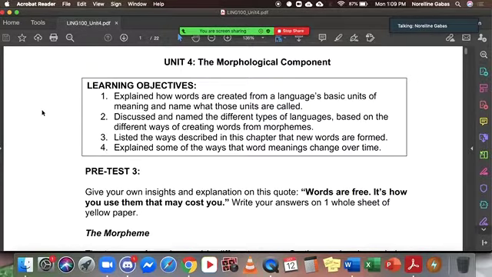So learning objectives: explain how words are created from a language's basic unit of meaning and name what those units are called. Discuss and name the different types of languages based on the different ways of creating words from morphemes. List the ways described in this chapter that new words are formed, so word formation. Explain some of the ways that word meaning changes over time.